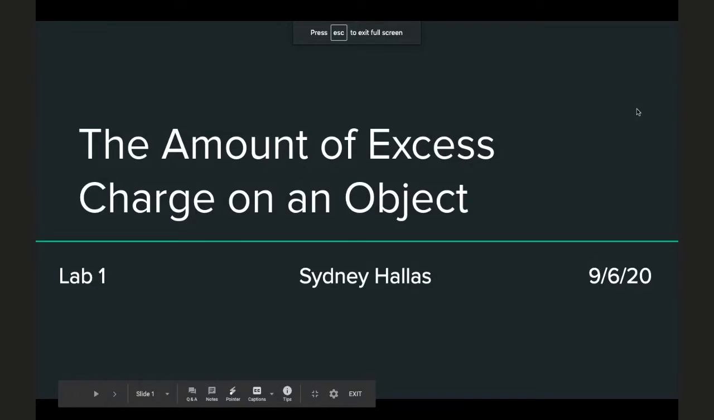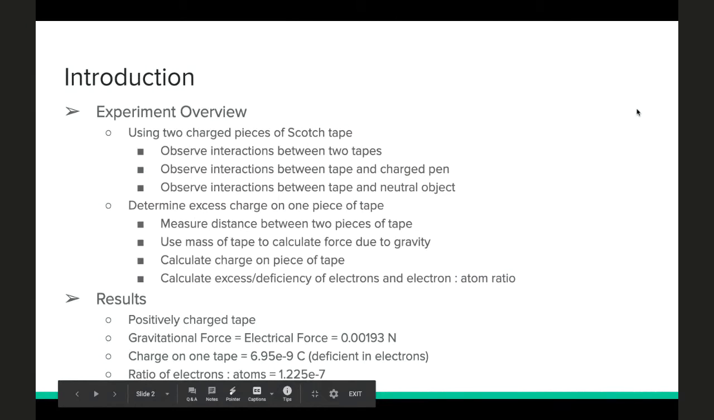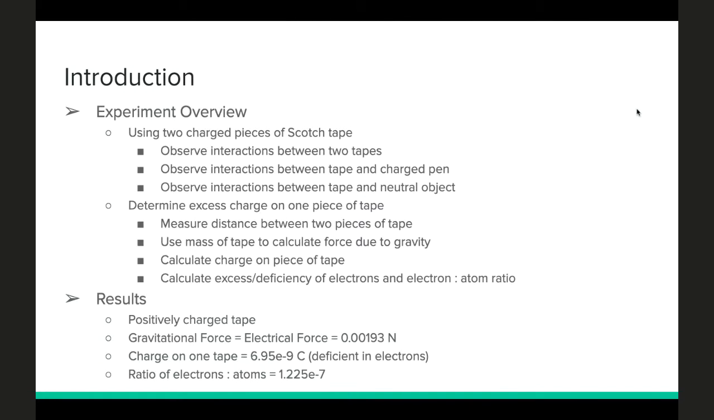the amount of excess charge on an object. In this experiment, I used two charged pieces of Scotch tape, observed the interactions between the two tapes, observed the interactions between the tape and a charged pen, and between the tape and a neutral object.